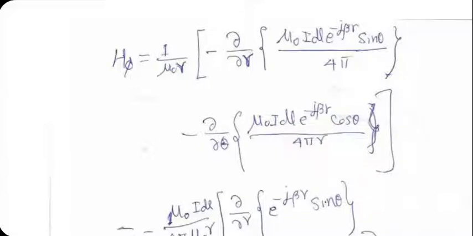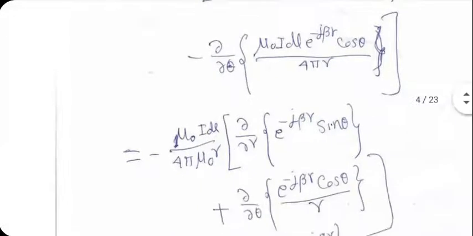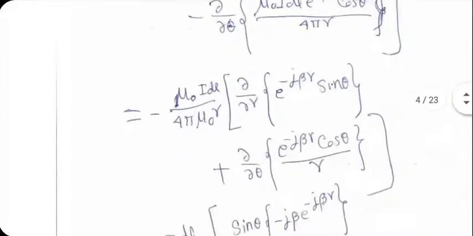In one case, you have partial derivative with respect to r. In the second term, you have got partial derivative with respect to theta. Mu naught I dl divided by 4 pi is a constant. It will come out. No issue with that. And mu naught actually would cancel with the mu naught in the denominator of what you have got outside. And minus sign is also coming out now. Try to do it yourself after you get my notes. Make sure I have made no mistakes.